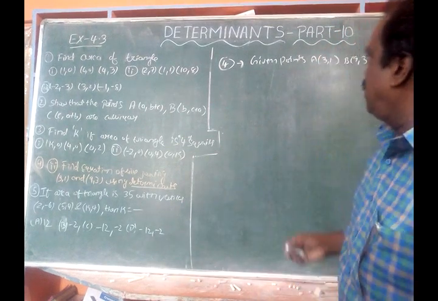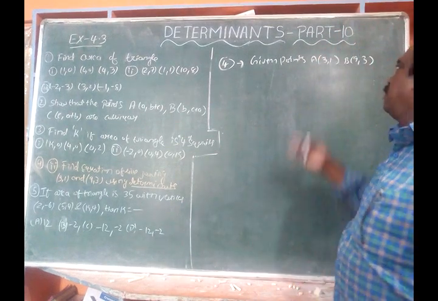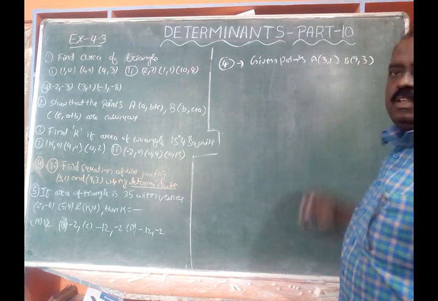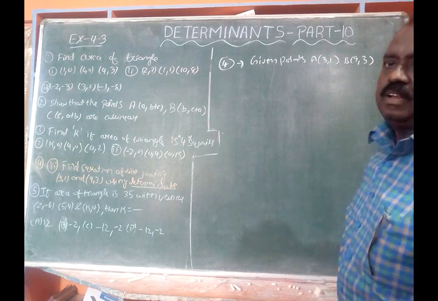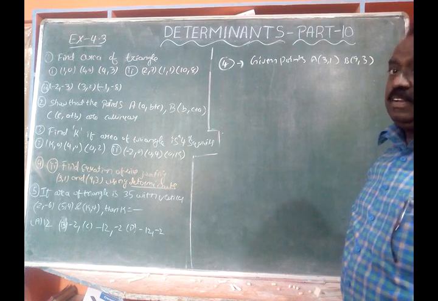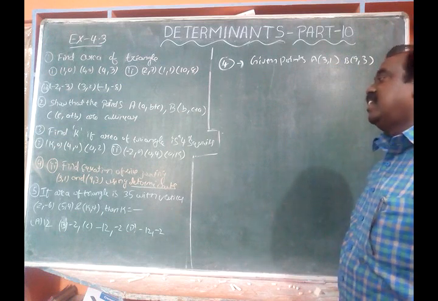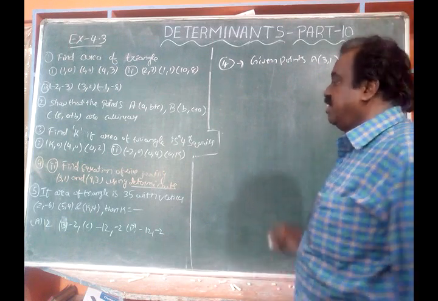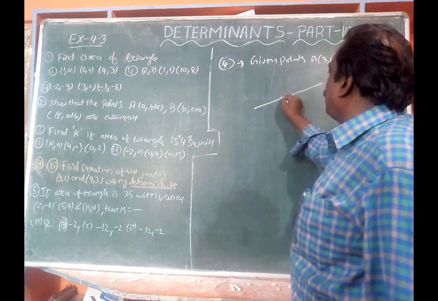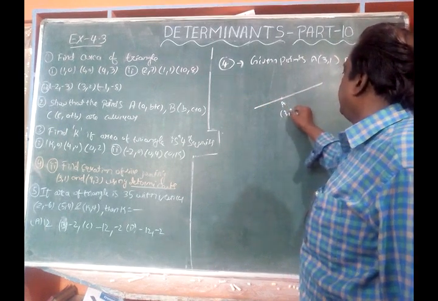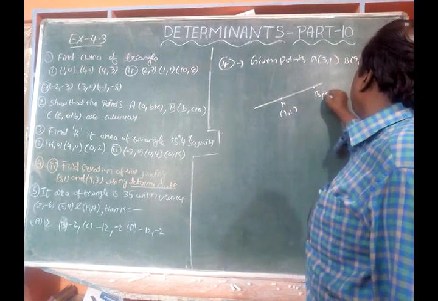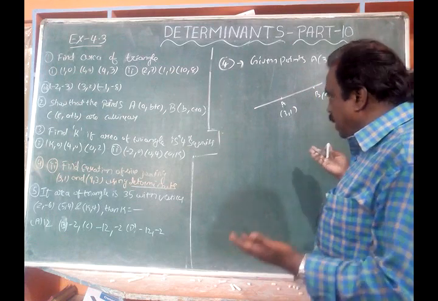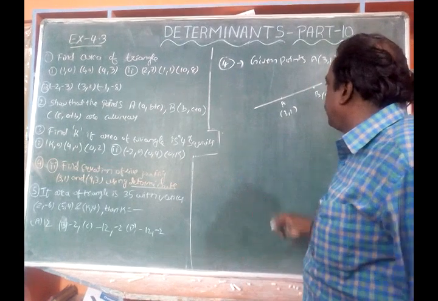In geometry it is very simple, using the 2-point form: (x minus 3) by (3 minus 9), (y minus 1) by (1 minus 3), and solve it by simplification, and we will get the equation. But here you say by using the determinant concept. It is a required line, A (3, 1), B (9, 3), and we have to find it by using the determinant concept.